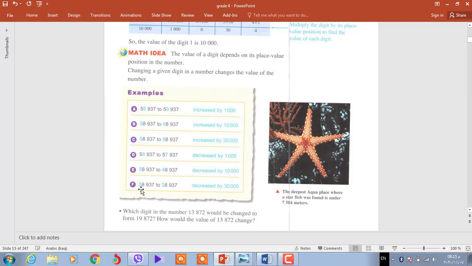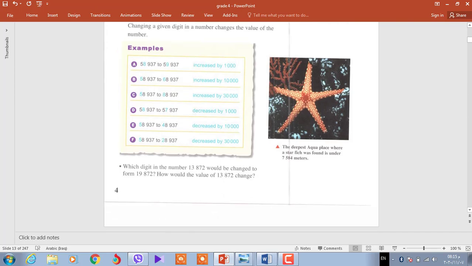If we have 58,937 changed to 28,937, because we have 50,000 changed to 20,000, so this one also decreased by 30,000. Okay, and now we are going to solve the practice, dear student.